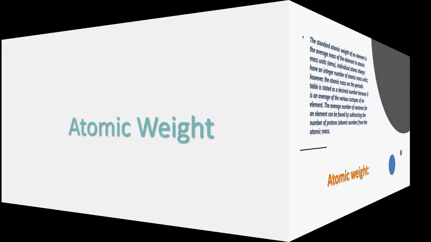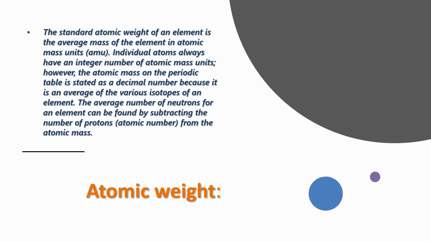The standard atomic weight of an element is the average mass of the element in atomic mass units. Individual atoms always have an integer number of atomic mass units. However, the atomic mass on the periodic table is stated as a decimal number because it is an average of the various isotopes of an element. The average number of neutrons for an element can be found by subtracting the number of protons from the atomic mass.